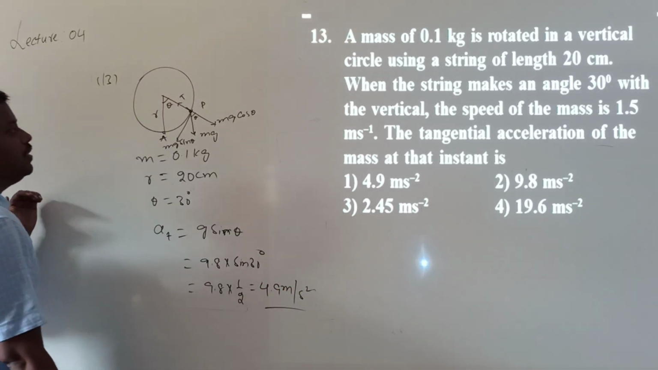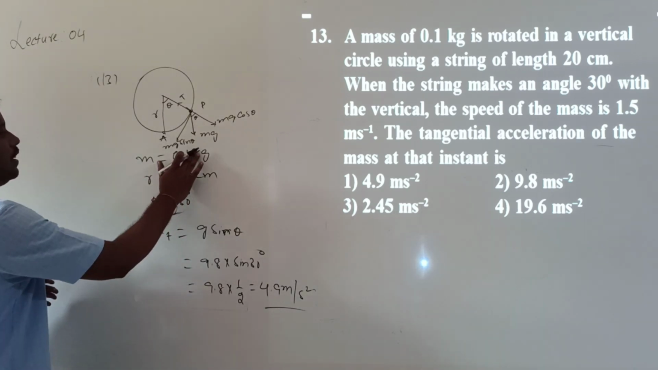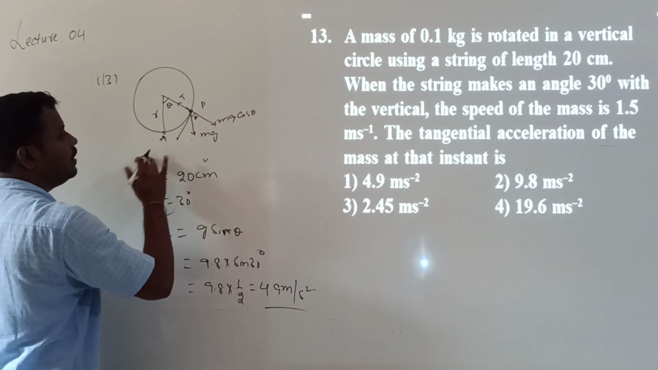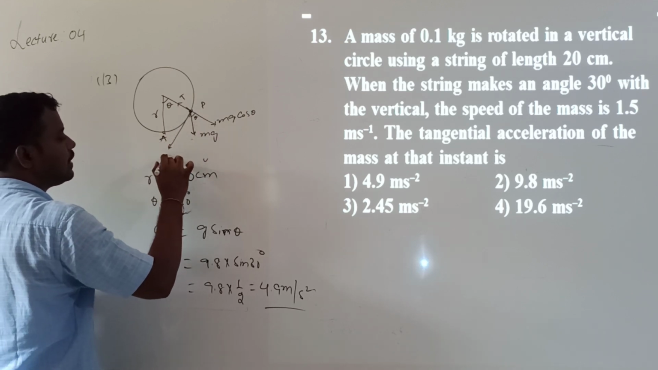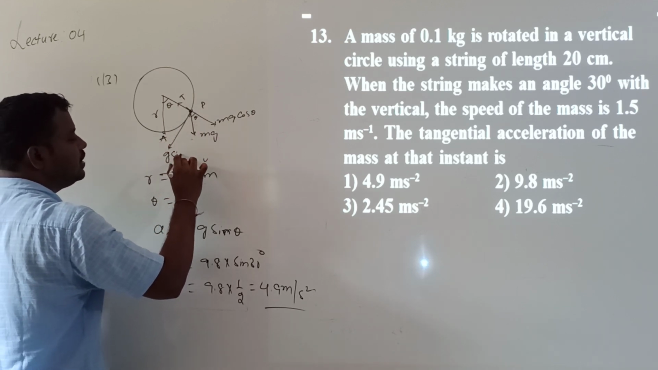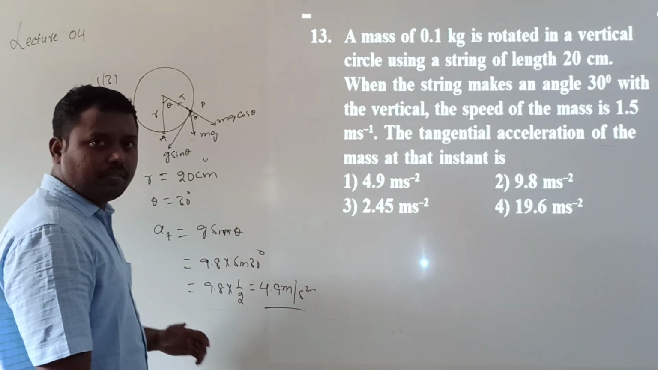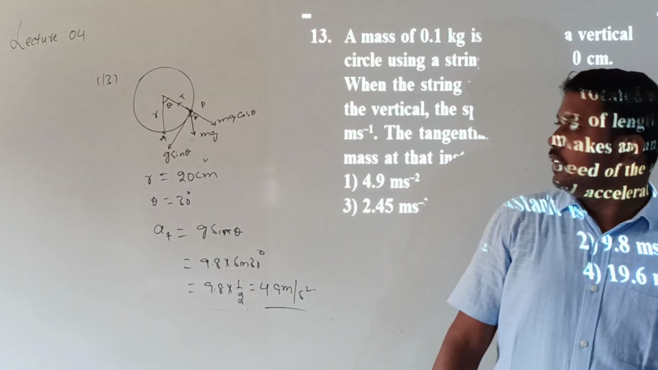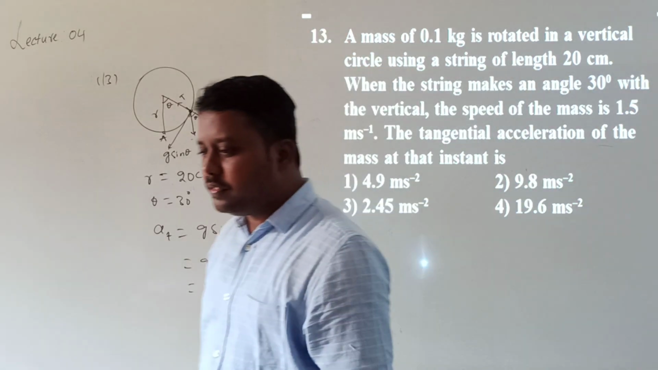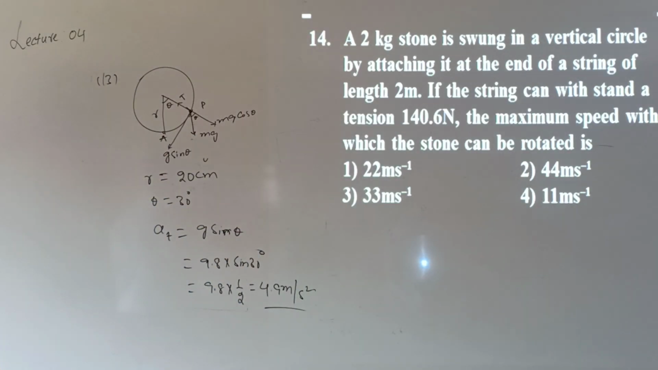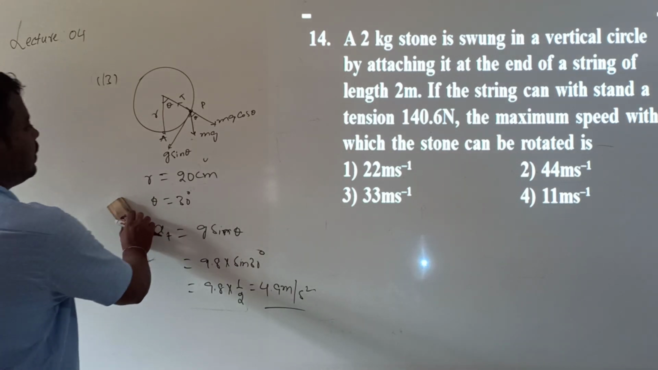Understood? This is the value of which one? Tangential acceleration. Here I will show this acceleration, and this is called the tangential acceleration, which is given by g into sin theta. Okay? That is question number 13. Next question. Question number 14.